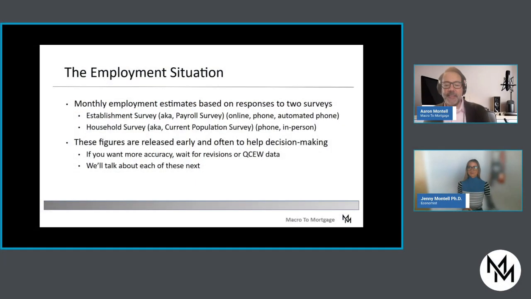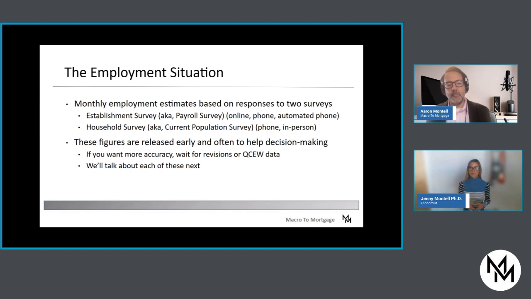And just to make sure we're all on the same page, just going to do a brief introduction on what exactly we're talking about, which employment numbers. There's lots of employment numbers out there, but today we're specifically focused on what's known as the employment situation, which is released every month by the Bureau of Labor Statistics, the BLS, which we'll refer to a lot today. It's also known as the monthly jobs report, and it's a set of monthly employment estimates based on responses to two surveys.